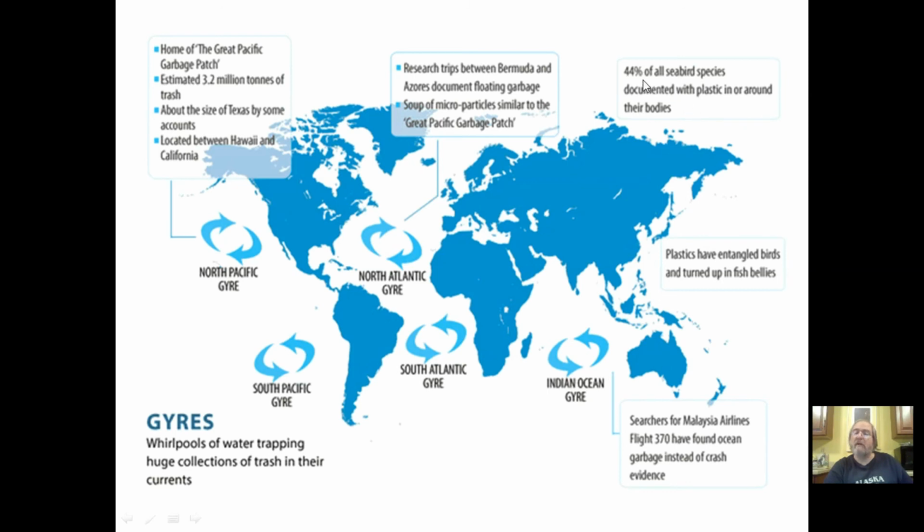Now this is where it starts getting to the impacts on wildlife. 44% of all seabird species documented with plastic in or around their bodies. That's just horrible. Plastics have entangled birds, turned up in fish bellies, whales, any sea creature. They're pretty much finding plastics in their digestive system. Turtles, whales, sea lions, pinnipeds, you name it. Fish, birds, it's just turning up.